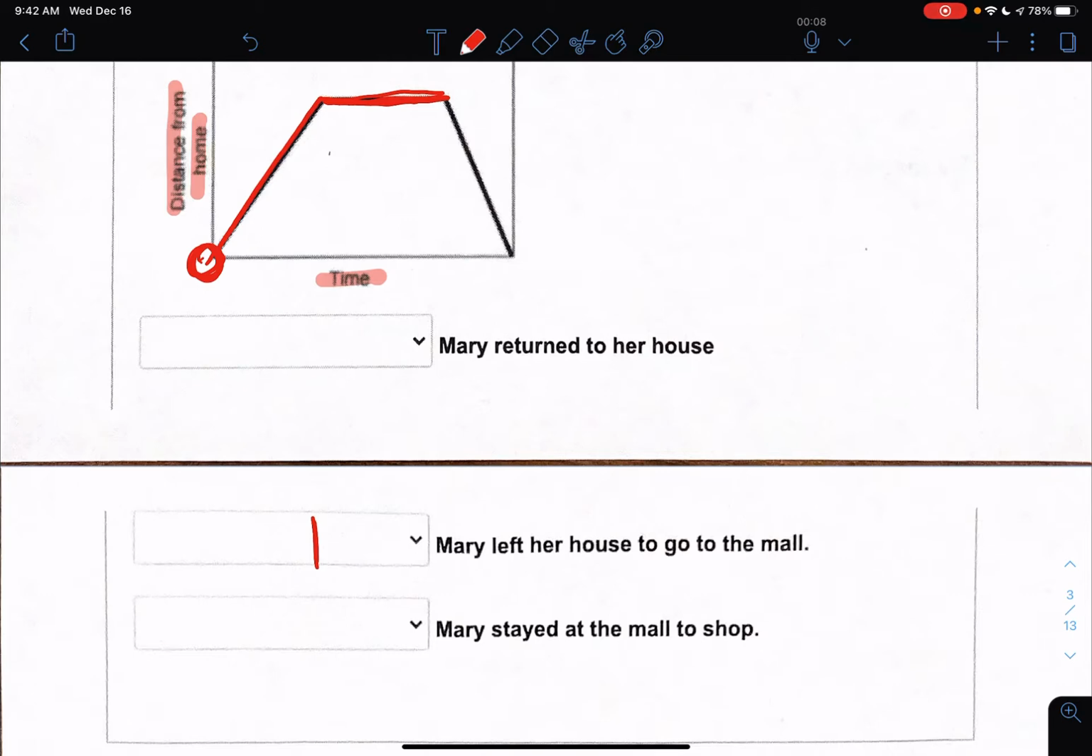Therefore, is your distance from the home increasing or decreasing or staying the same? Okay, because she is staying at the mall to shop for a bit, her distance from her house is staying the same. Okay, so that is Mary stayed at the mall to shop. And then when she's ready to go home, her distance from her house is decreasing because she's getting closer and closer to her house. So this one is Mary returned to her house. Okay.